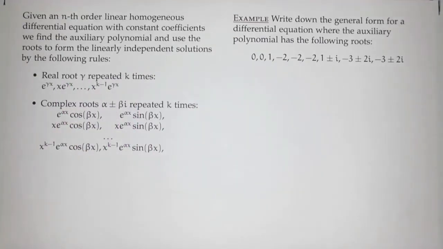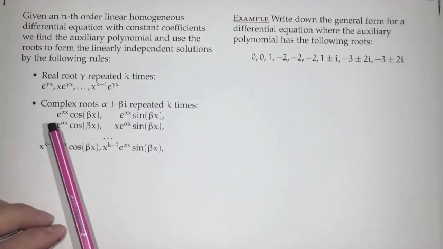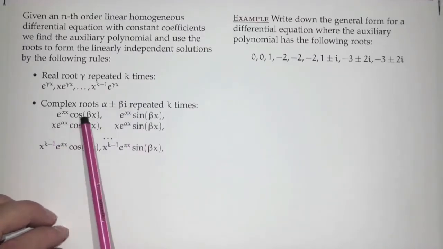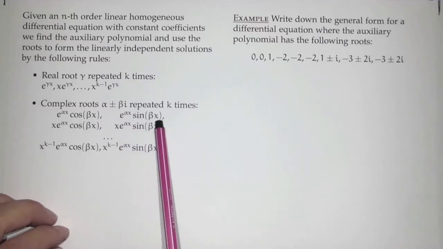So essentially it says, look, real roots, e to the gamma x, and then bump up as you need. If you have complex roots, well, that's what we just talked about. So, alpha plus minus beta i. So it's e to the alpha x cosine beta x, e to the alpha x sine beta x.